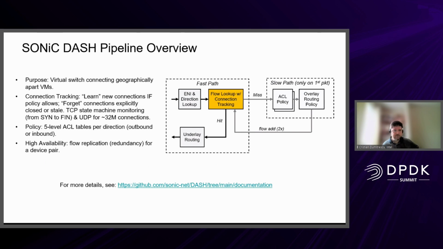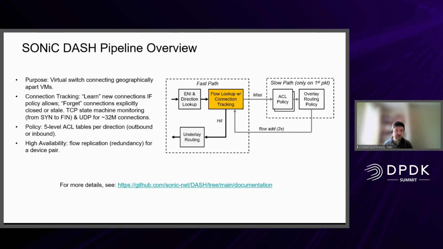And now, whenever we add a new connection, we also need to ask the policy if we are allowed to do that, because we are not going to be able to add connections if the policy says otherwise. So we have some ACL tables for each direction, outbound and inbound of traffic. And the specification says we need to have five level ACL tables for each direction.